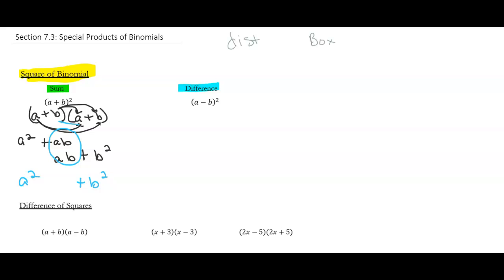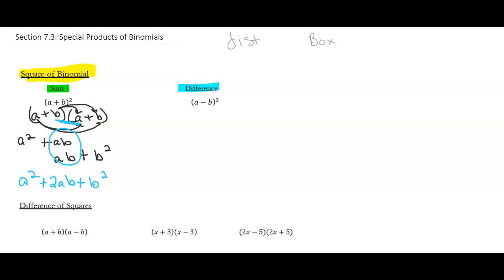I know I have to multiply those together, and a times b is ab, but I'm doing that twice. So the rule is you double the middle term. Whatever a times b is, you multiply it by 2. And because this was a plus, this becomes a plus.